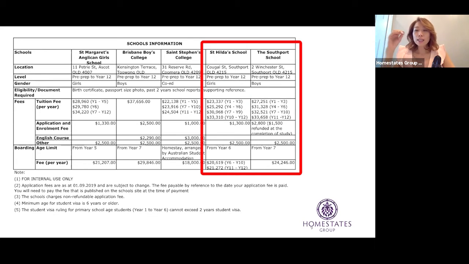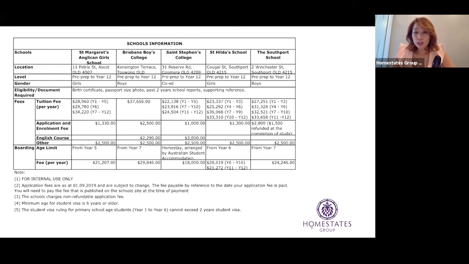As you can see, the younger the kids, the cheaper the tuition. The more senior the kids become, there's more curriculum, more specialty facilities, and more teachers they need to prepare, so the tuition fee becomes more expensive. Both schools, St. Hilda's and TSS, have boarding options, but the girls' school starts from year 7, whereas the boys' school starts from year 6. Cost-wise, it's about 20 to 24,000.